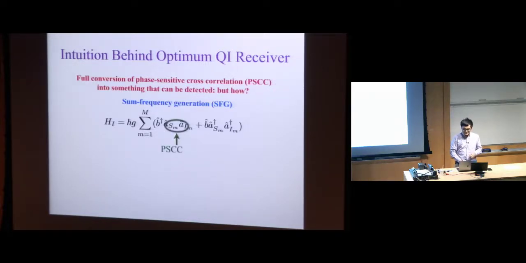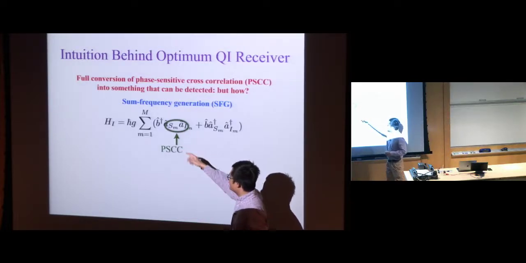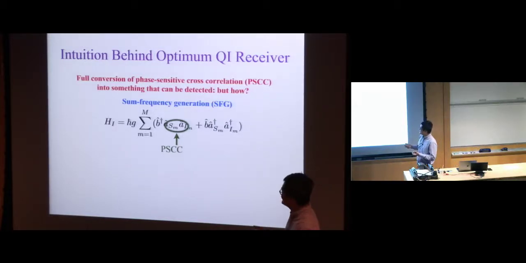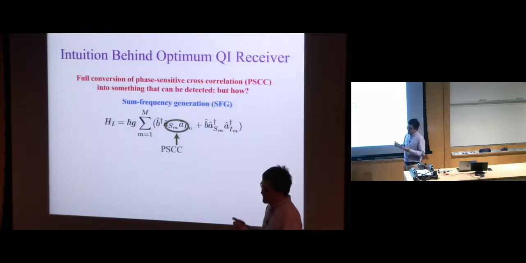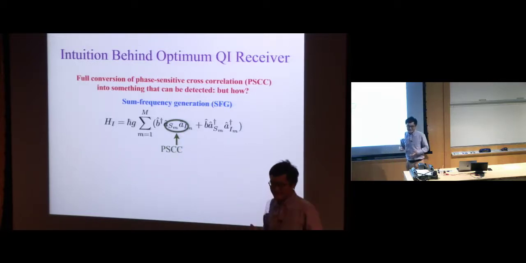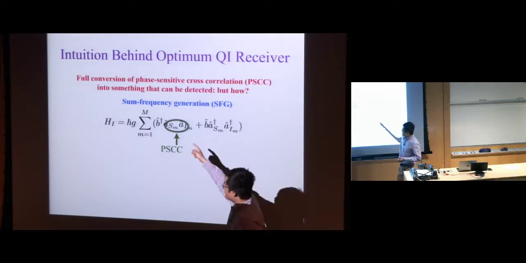Now we look at this term. This term A_S A_I is, in the mean field approximation, the phase-sensitive cross-correlation. This describes the correlation between the signal and your local reference. If the target is absent, this term is going to be 0, then nothing is going to happen, because you have a 0 Hamiltonian, so you don't have any evolution. But if the target is present, this term becomes non-zero.